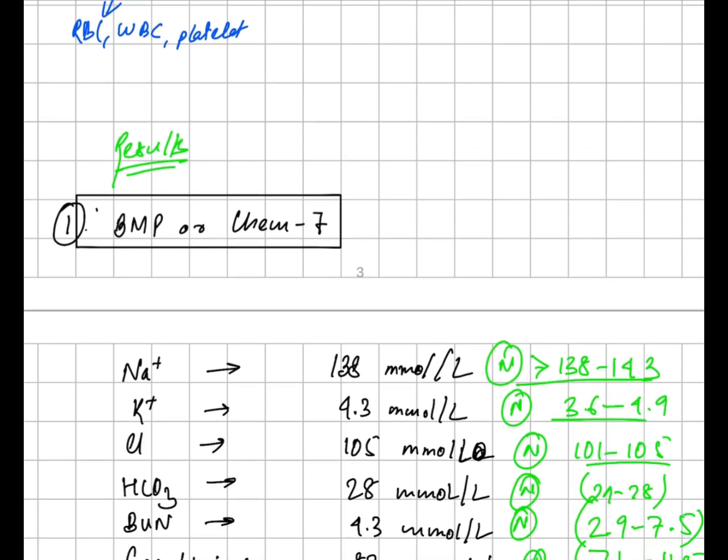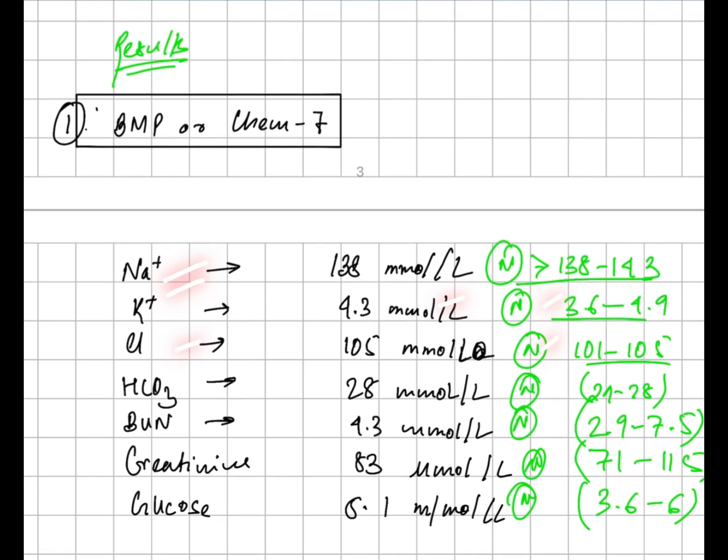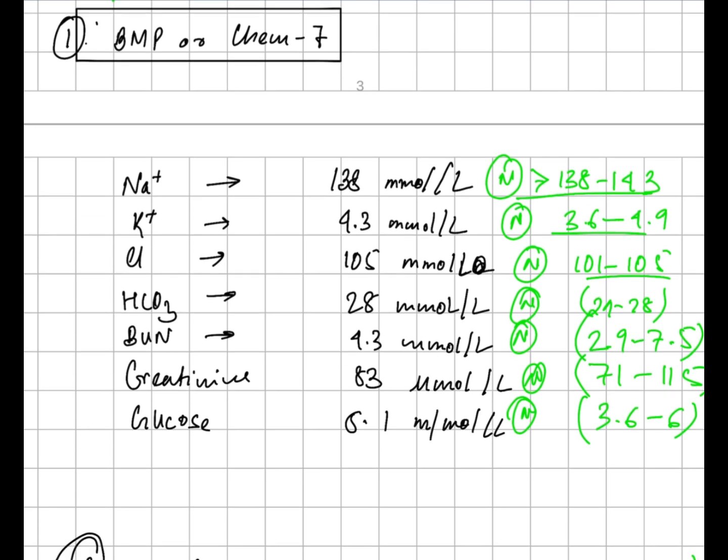BMP or chemistry 7: sodium normal, potassium normal, chloride normal, bicarbonate normal, BUN normal, creatinine normal, glucose normal. Means all the electrolytes in the body are normal. Let us look at the normal figures. For sodium it's 138 to 143, for potassium it's 3.6 to 4.9, and these are all millimole per liter except creatinine, which is micromole per liter. Just see the values, 101 to 105, 24 to 28. You can check this. All are normal in the BMP report.